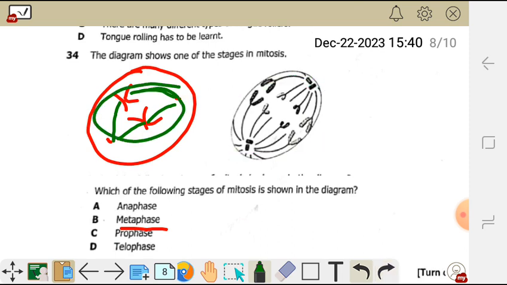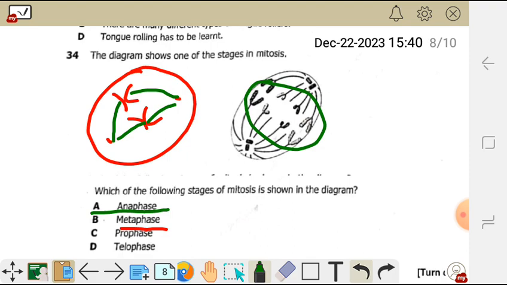Metaphase, they are just arranged and attached, but they haven't yet separated. That is metaphase. Anaphase, they have separated in that case. We move on to question 35.